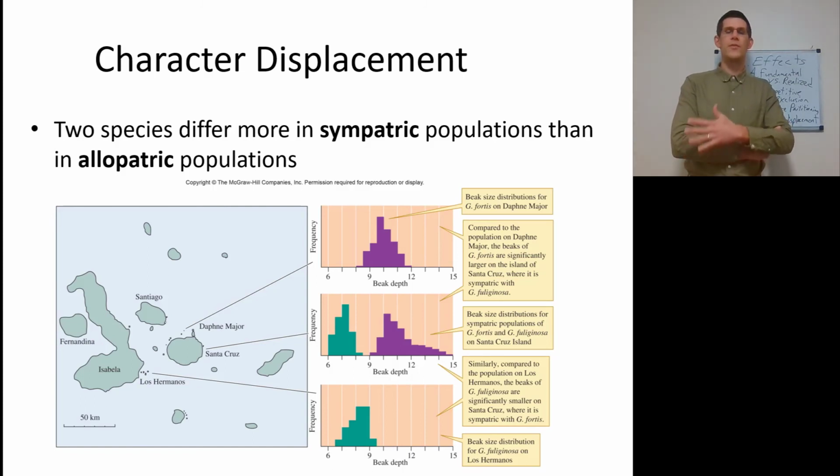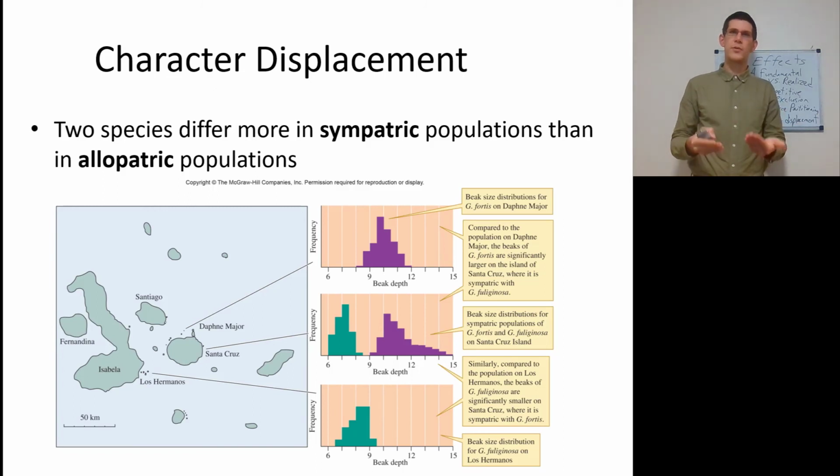When they're present with each other, they're competing for those middle seeds, but since they're not competing for the biggest seeds or the smallest seeds, birds that prefer bigger seeds, i.e. have a bigger beak, are going to have a higher fitness. Birds that avoid competition are going to have a higher fitness. Same is true for smaller seeds with Geospiza fuliginosa.